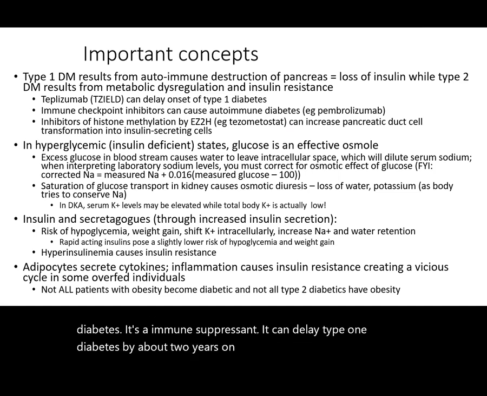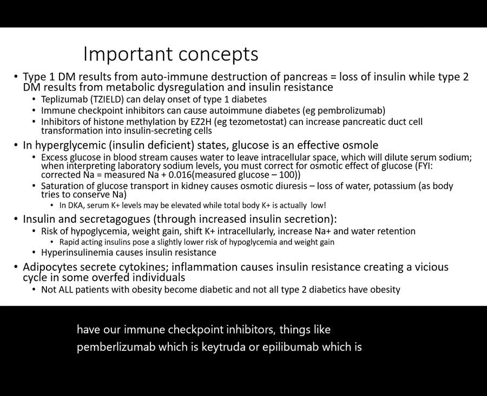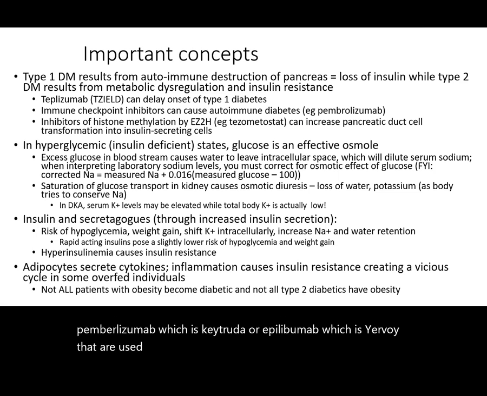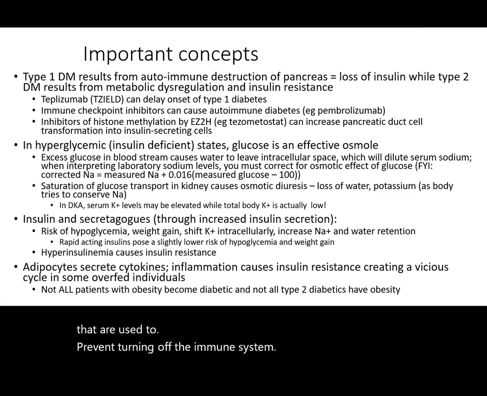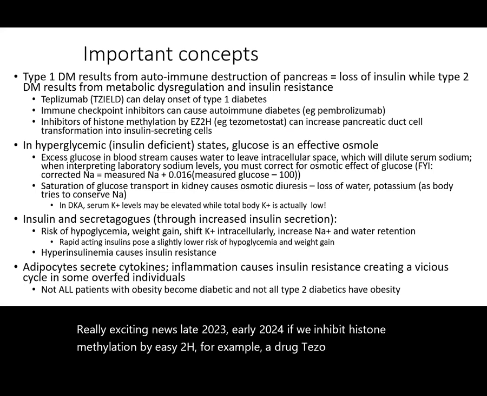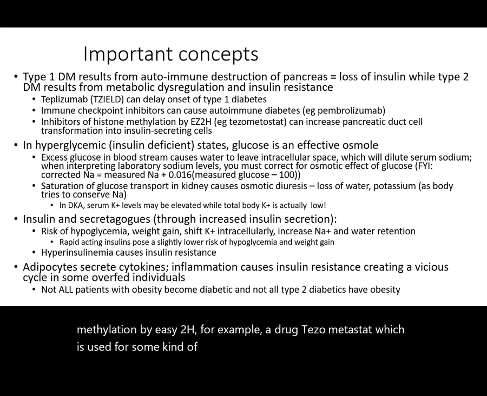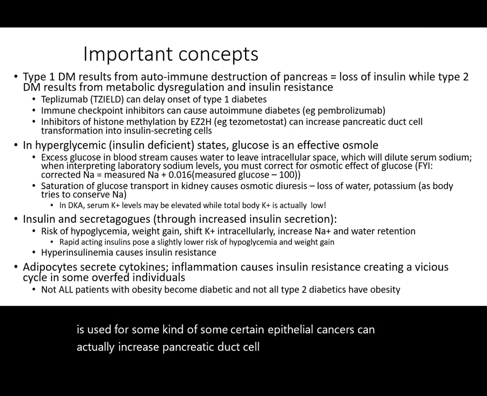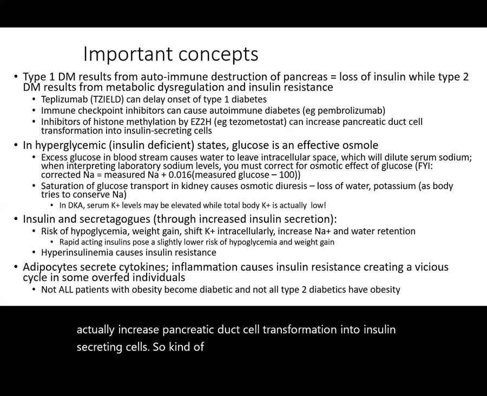On the other side of that coin, we have our immune checkpoint inhibitors, things like pembrolizumab, which is Keytruda, or ipilimumab, which is Yervoy, that are used to prevent turning off the immune system. They can actually cause autoimmune destruction of the pancreas. Bummer. Really exciting news, late 2023, early 2024. If we inhibit histone methylation by EZH2, for example, the drug tazemetostat, which is used for some certain epithelial cancers, can actually increase pancreatic duct cell transformation into insulin secreting cells. So kind of exciting for type 1 patients.